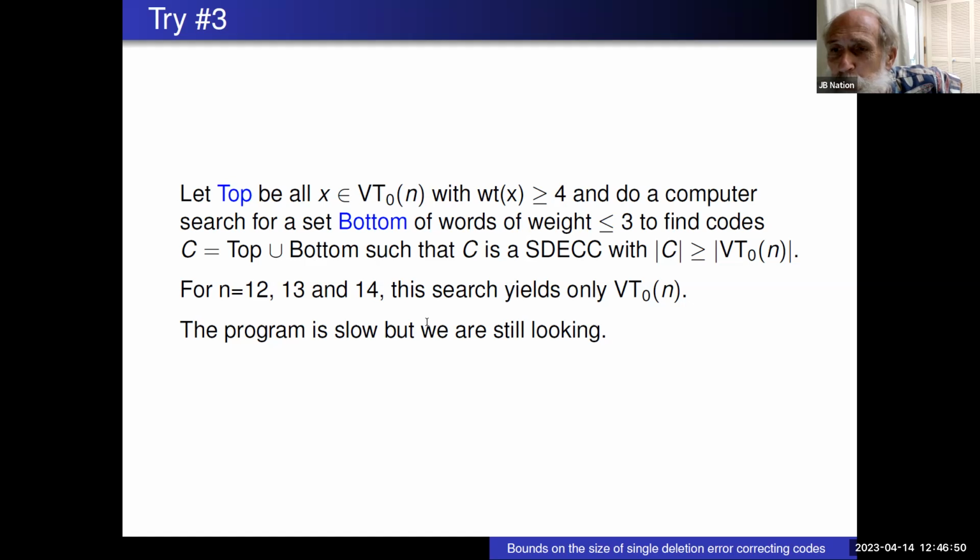For n equal 12, 13, and 14, you do the search and you get only the VT code. So 14 last night ran about 8 days. So 15 may be slow, but we're looking. So the conclusion is we're trying to find any way to construct a counterexample. I think a counterexample exists just based on this, but we sure haven't found it, and we're not very close yet.